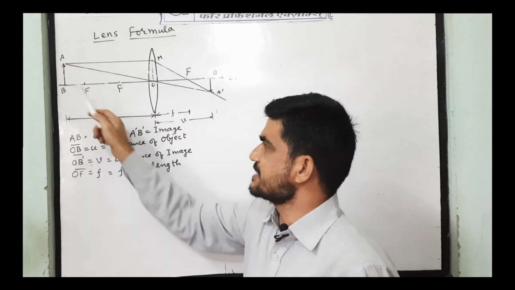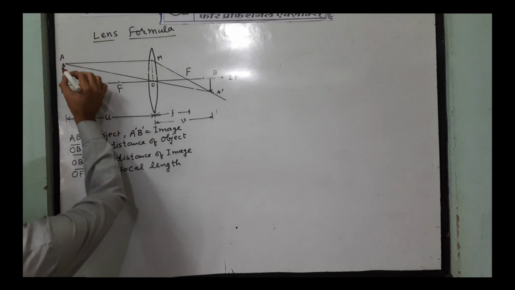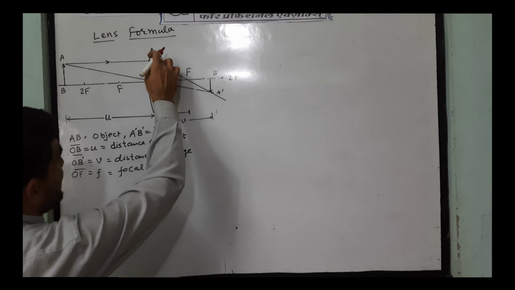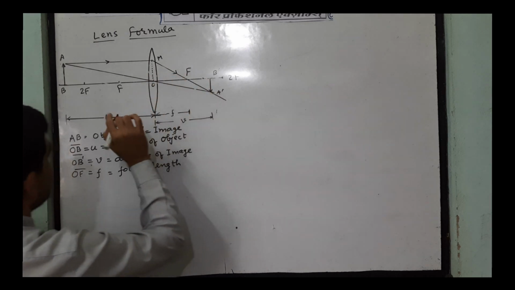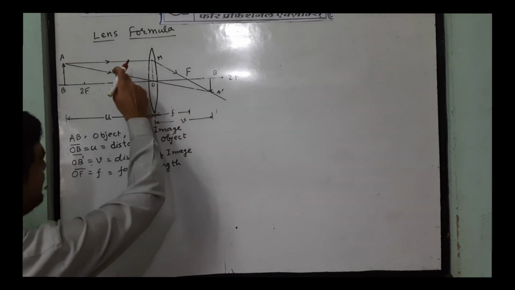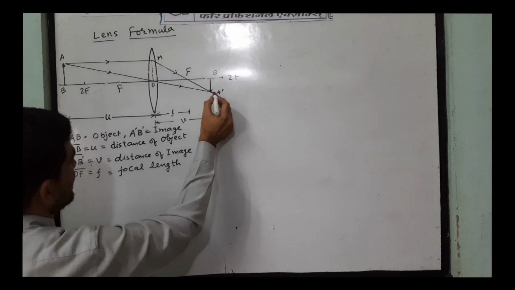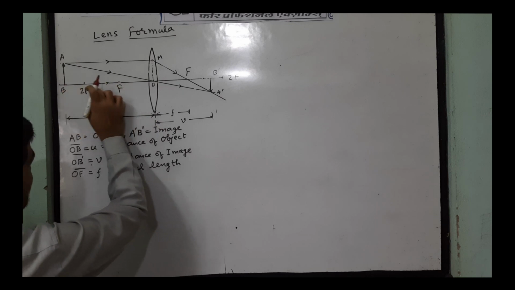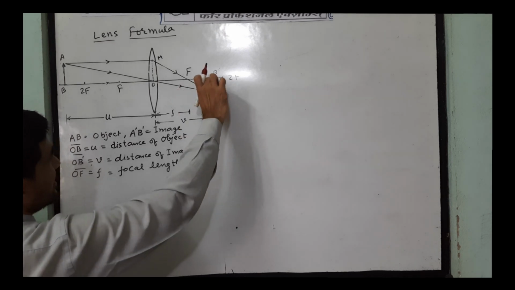An object AB is placed at a distance u, and I took one ray coming from point A that is parallel to the principal axis, and after refraction it passes through the focus. Another ray I took is directly incident at point O, the optical center of the lens, and it goes without any deviation. These two rays meet at a point A prime, and I took another ray along the principal axis, and here B dash is another point. So A dash B dash is the image formed.